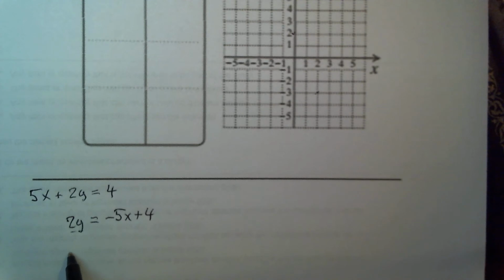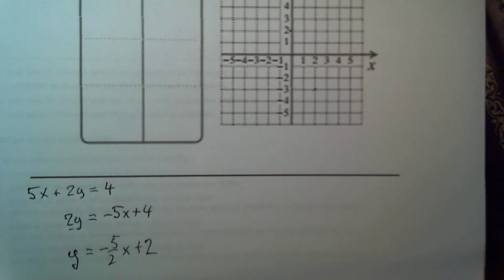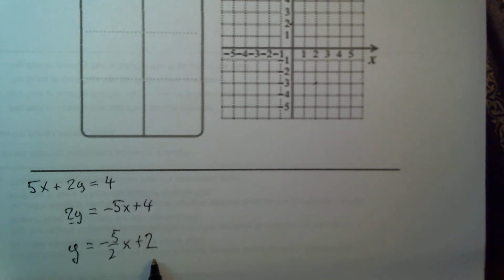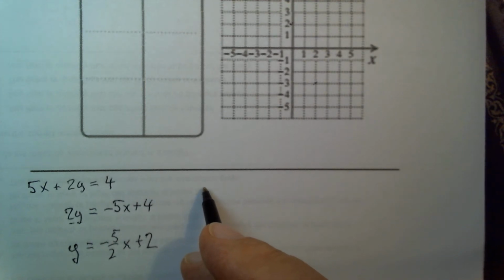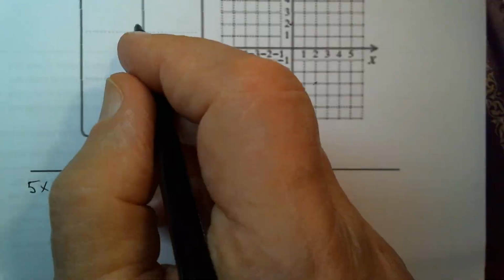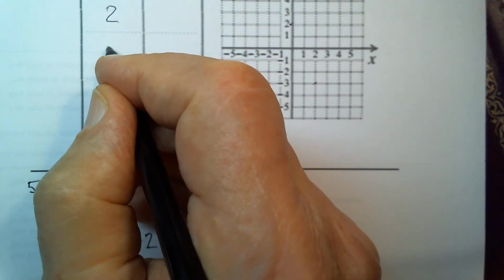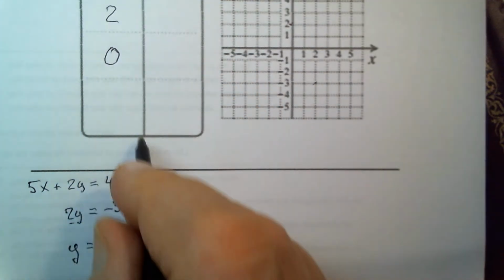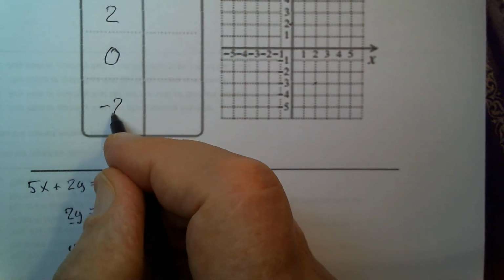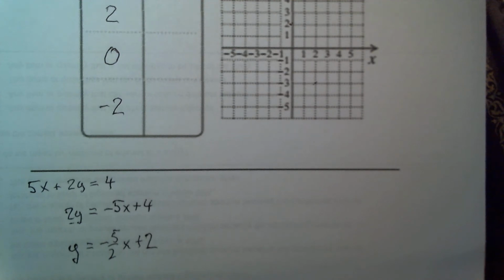So that means we isolate y now. 2y divided by 2 is y. And minus 5x divided by 2 is minus 5 half x. And 4 divided by 2 is 2. So this is now our equation solved for y in terms of x. So let's use some numbers here. Let's use x equals 2, x equals 0, and x equals negative 2. The reason I'm choosing the 2's is to eliminate the denominator of 2.